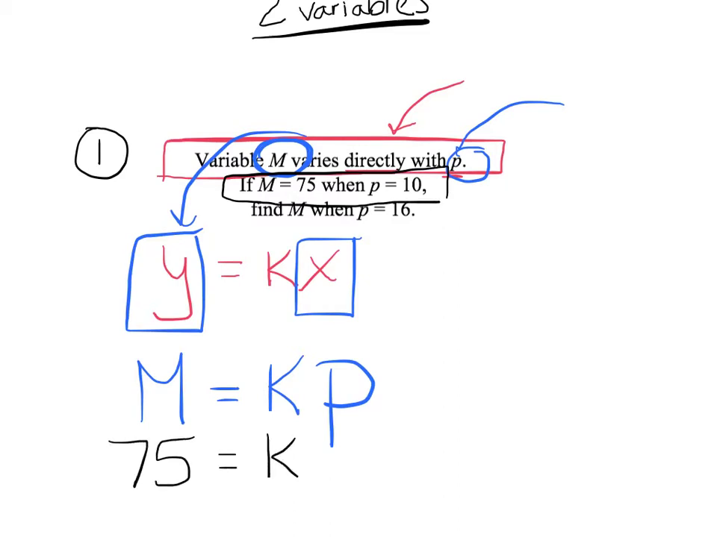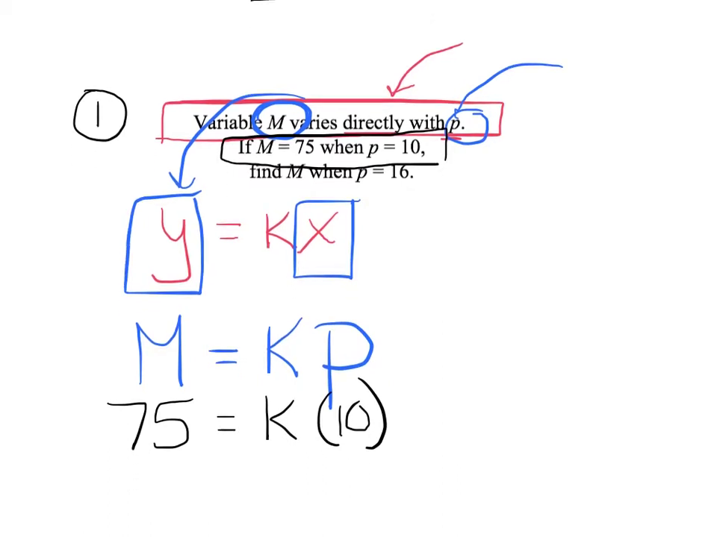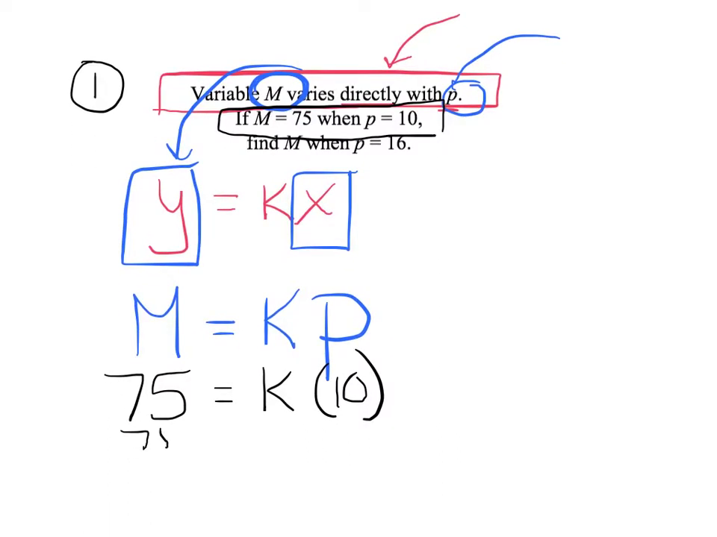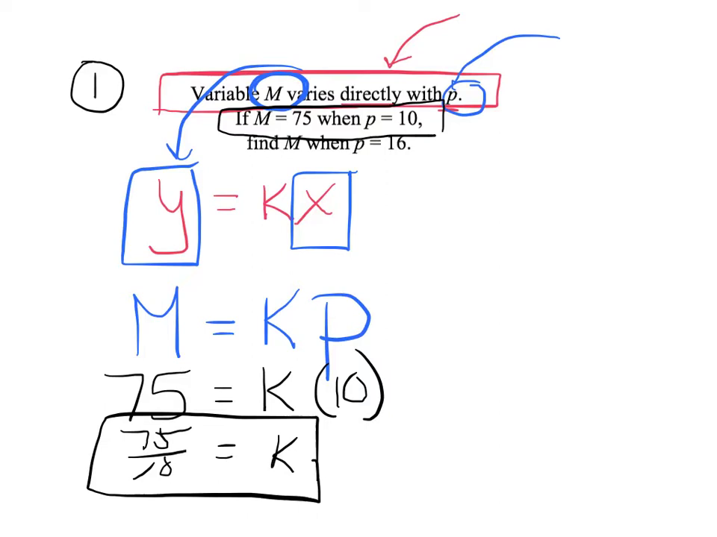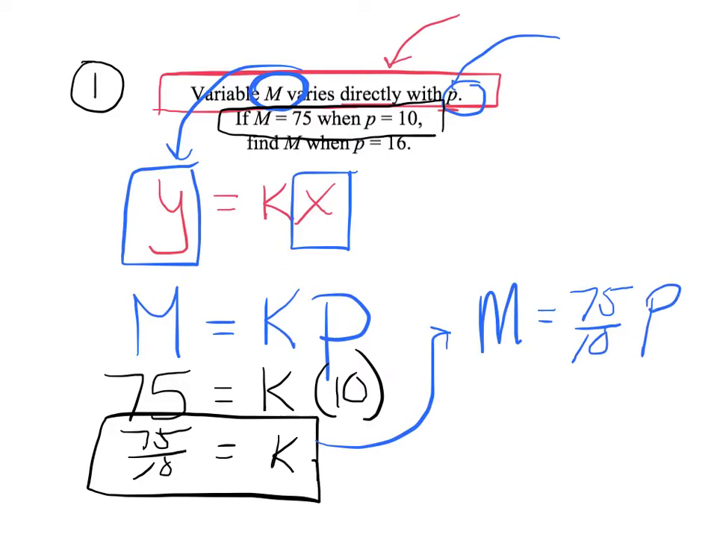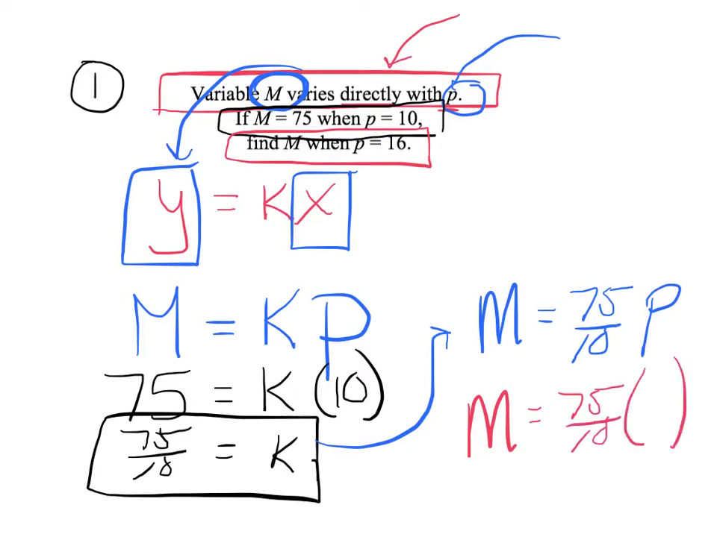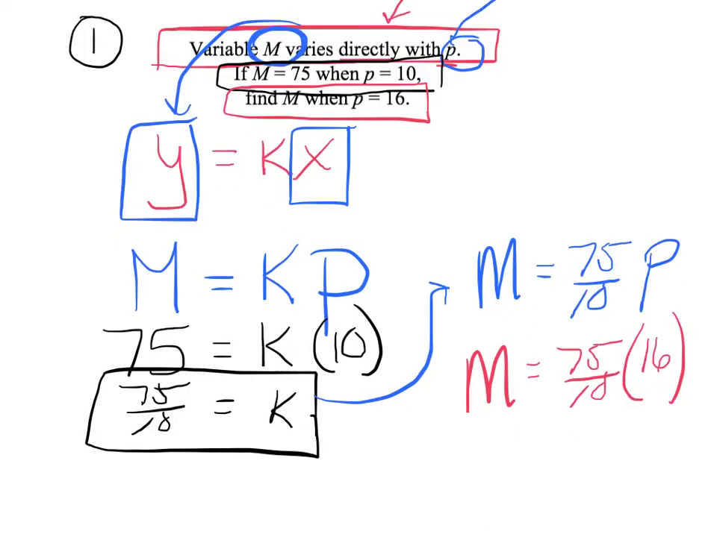75 equals k times 10, and I can easily solve for k. So 75 divided by 10 equals k, and that is my constant of proportionality. Now I'm going to go back to my equation. m equals 75 over 10 times p. Okay, so my goal is to solve for k and then substitute it in. Now it says, what is m when p equals 16? So m equals 75 over 10 times 16. And hopefully we get m equals 120.